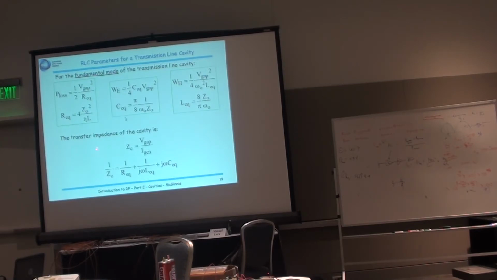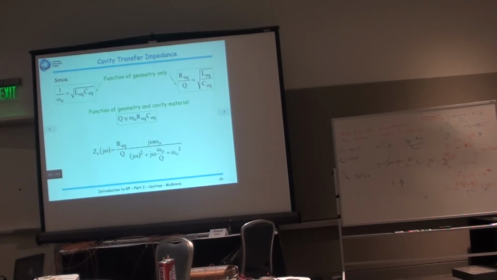So the transfer impedance of the cavity, this is what we want to know. We're paying for a klystron, and we want voltage across the gap. So how much voltage across the gap do we get as far as generator current? Most power sources you can think of as a current source with some impedance on it. We'll talk about that in a second. So that's what's called the transfer impedance of the cavity, and it's just the parallel combination of R, L, and C.